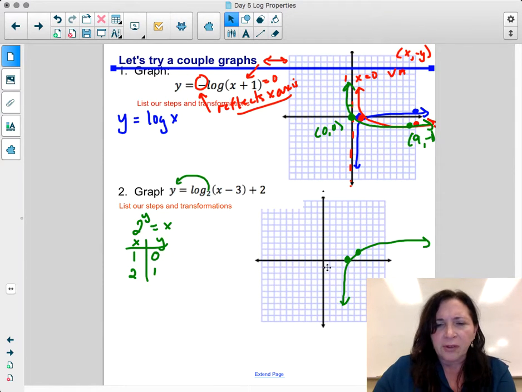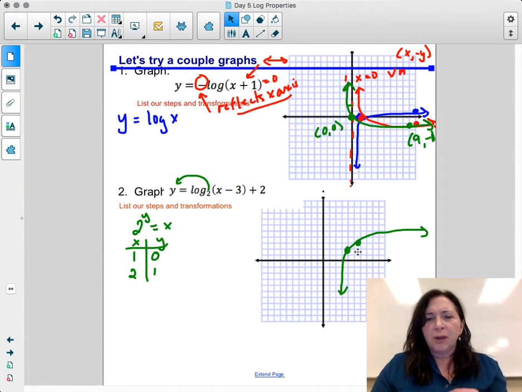Okay, and so you of course would have to draw that, and then we're going to move this up 2, so up 2. So definitely when you're graphing your equations, you're going to have to be able to state a point. So make sure that when you move your values, you move your points with you.